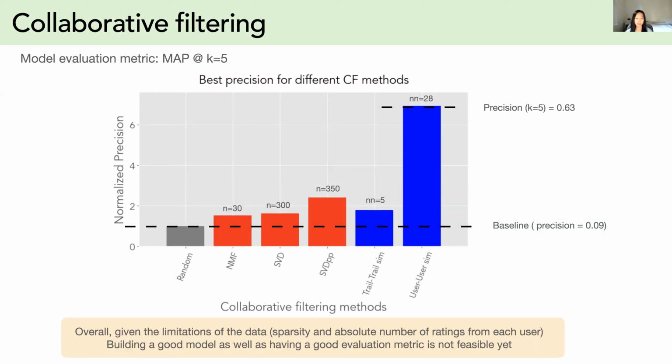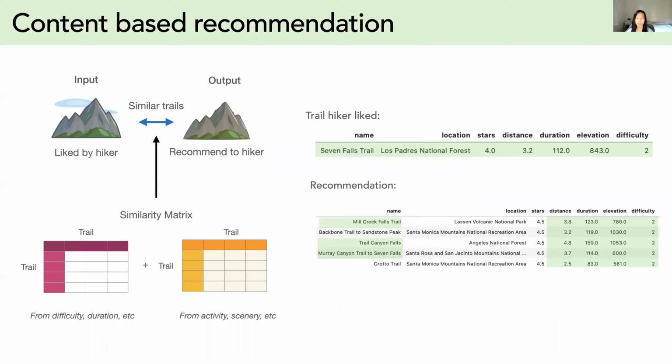However, overall, given the limitations of the data, such as sparsity or number of ratings from the user, building a good model as well as having a good evaluation metric was not super easy. So I moved on to content-based recommendation, which is a more robust and easy to understand recommendation.